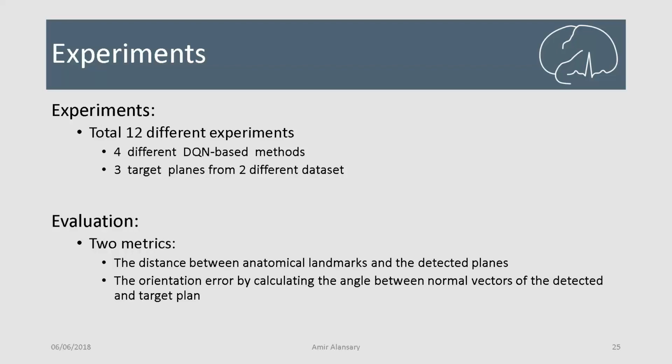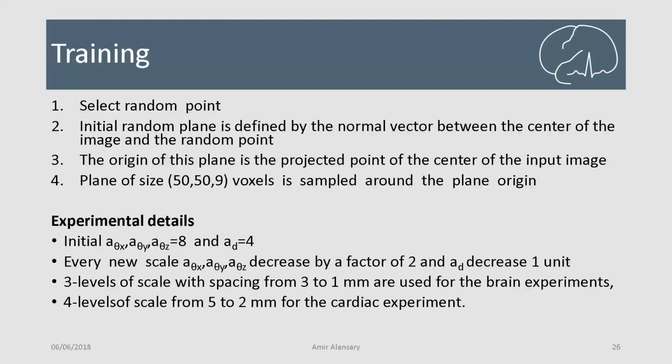So, going to experiments quickly. We ran 12 experiments using 4 different DQN-based architectures, on 3 different target planes. For the evaluation we use 2 metrics: one is the distance between anatomical landmarks projected on the estimated plane and the target plane, which gives an anatomically meaningful distance, and the other is the orientation of the normal between the ground truth and the estimated plane.